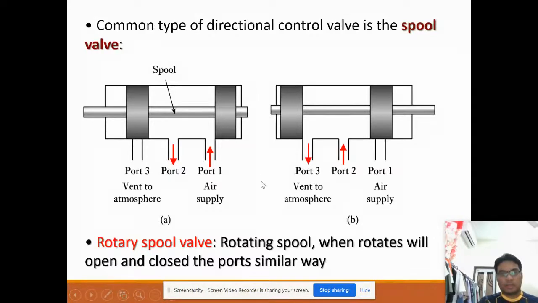This is also what we call a rotary spool valve. It is a rotating spool. Instead of moving horizontally, it rotates, and when it rotates it opens and closes the ports in a similar way to the horizontal spool valve.